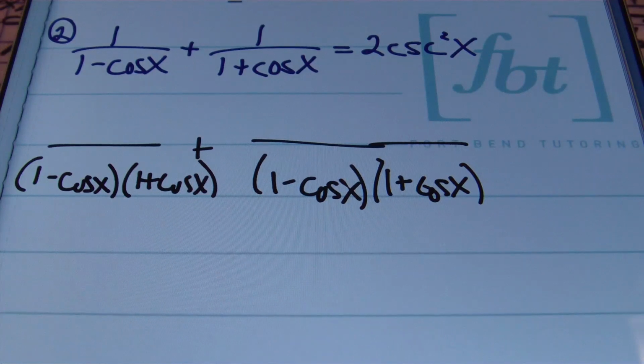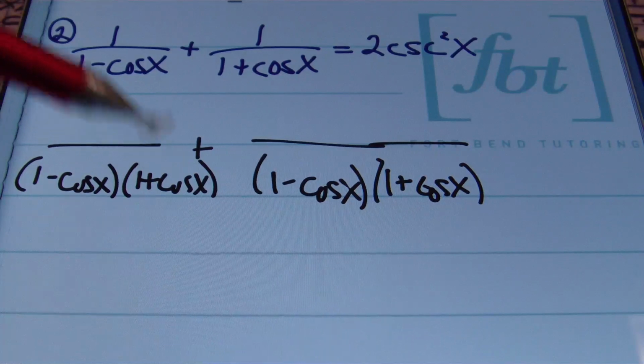Whatever I had to multiply my original denominator by is what I'll need to multiply the numerator by. So notice that I only had 1 in the numerator originally, but I did multiply that denominator by 1 plus cosine x.